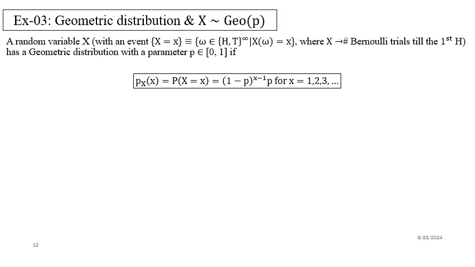What is the probability of one failure? 1 minus p. What is the probability of x minus 1 failures? 1 minus p to the power x minus 1. And at the x-th trial we observe success. What is the probability of success? p. So the probability that X equals small x is (1 minus p) to the power x minus 1, into p.